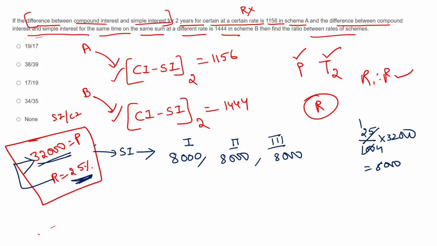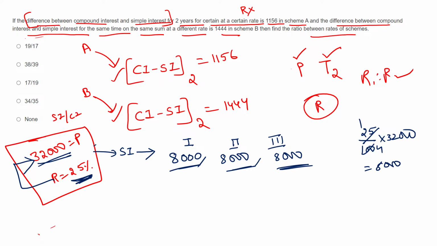If it is 1 year, only 8,000. If it is 2 years, 2 into 8,000. If it is 3 years, 3 into 8,000, like that. But every year the interest that you are paying is going to be the same. Do you understand what is happening in case of SI? Say yes or no, all of you.